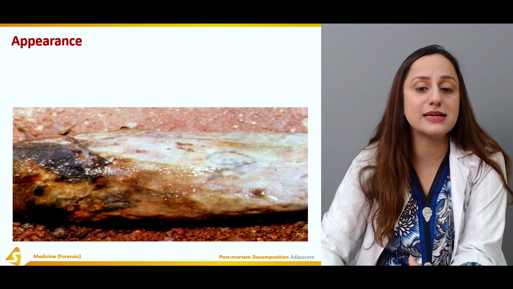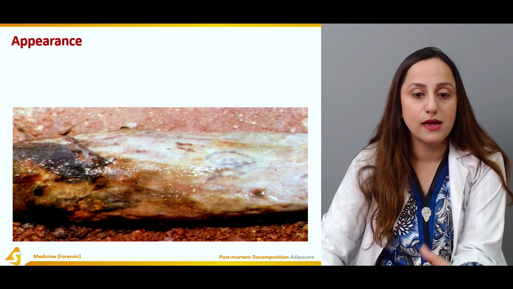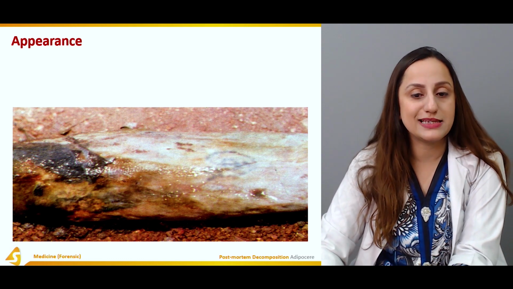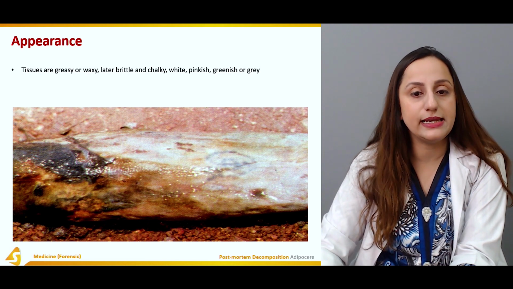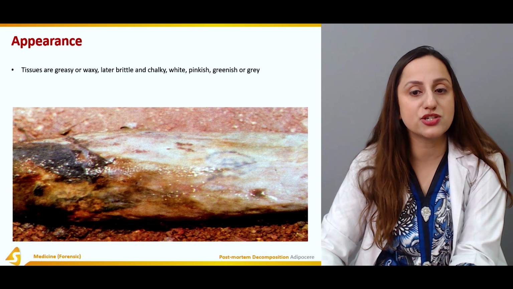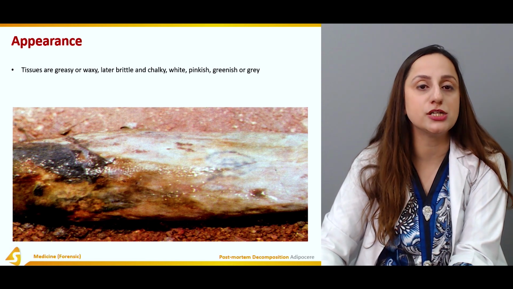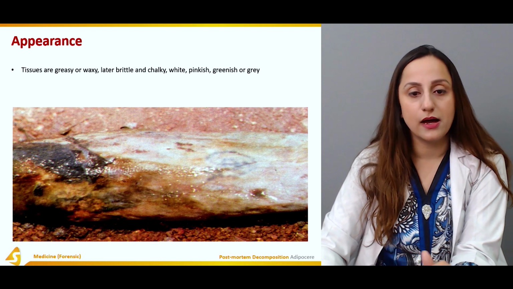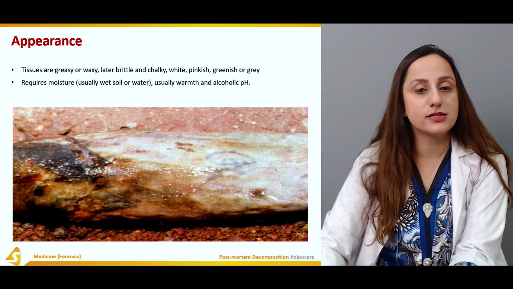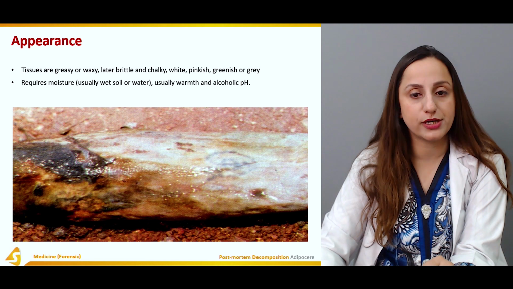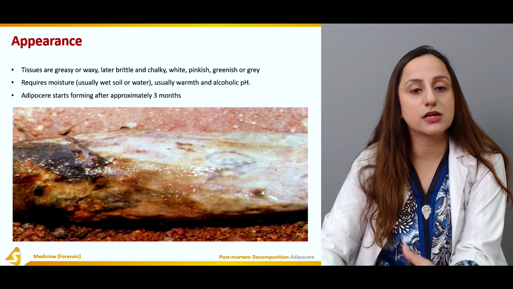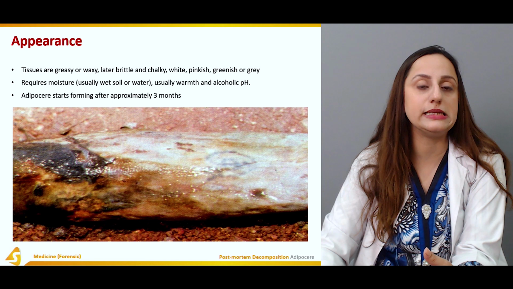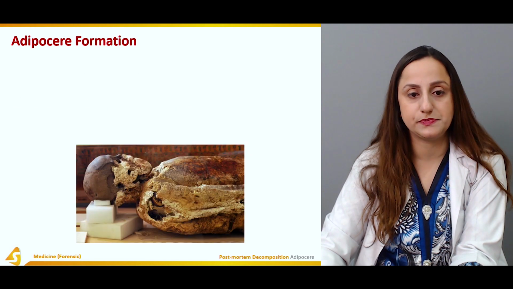Now, the appearance is greasy, waxy, yellowish, and as seen in this picture, the tissues are greasy and waxy, later brittle and chalky white, pinkish, greenish, or grayish. These are the different hues that can be given to this adipocere. It requires moisture, usually wet soil or water. Usually warmth and an alkaline pH is required for the appearance of the adipocere. Now, the adipocere starts forming after approximately 3 months of death.